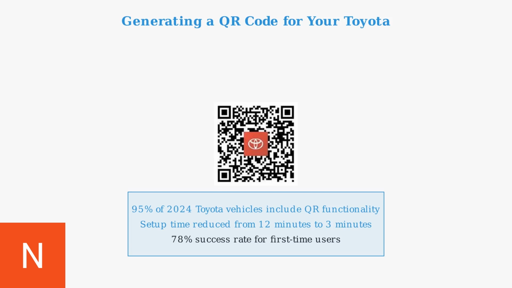The QR code system streamlines the connection process, making it easier than ever to integrate your smartphone with your Toyota's infotainment system and transfer your personalized settings.